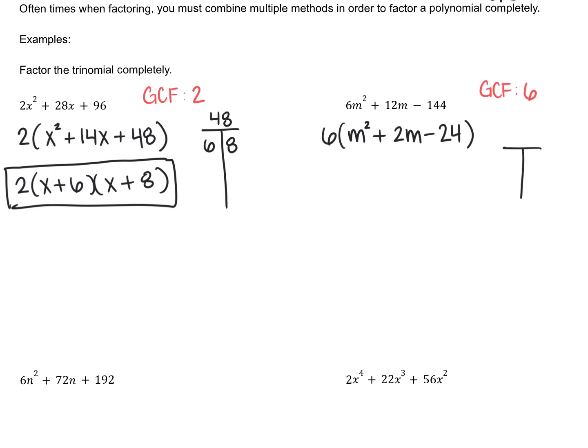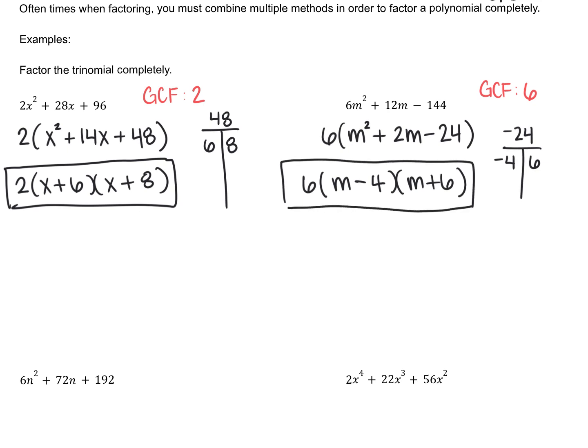I'm looking for numbers that multiply to negative 24 but add to positive 2. It is going to be negative 4 and 6. So we'll have (m minus 4)(m plus 6). It is important that if you factor out a GCF, your final answer, once you've factored what remains inside the parentheses, still contains the GCF in front, because I want to be able to distribute everything back out and end up with what I started with. If I don't include my GCF, I'm not going to get what I started with.